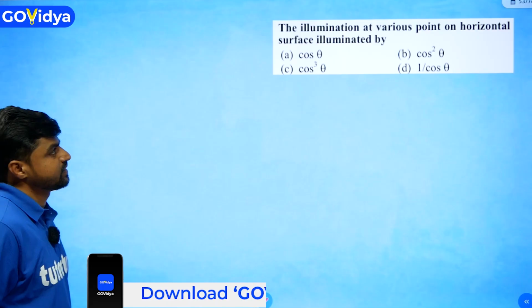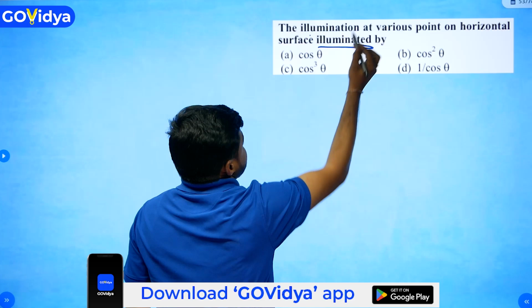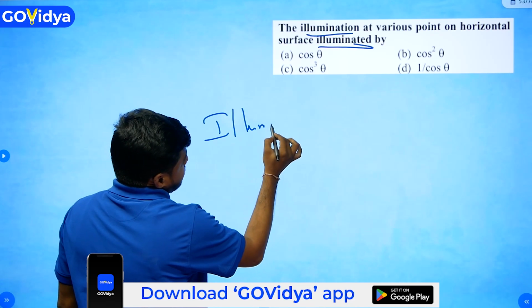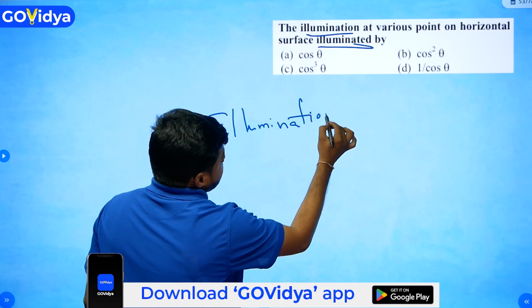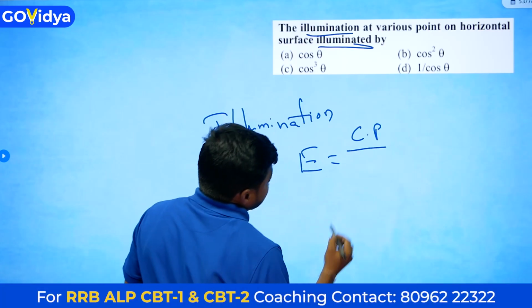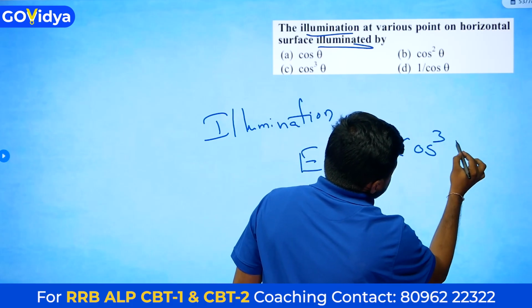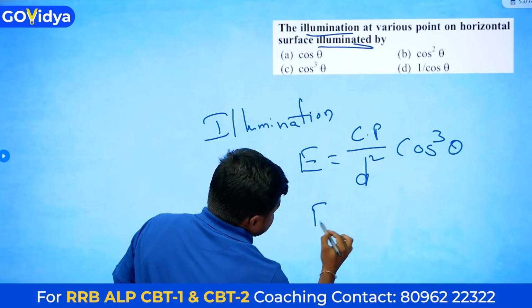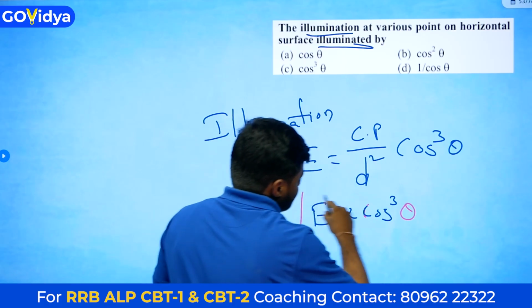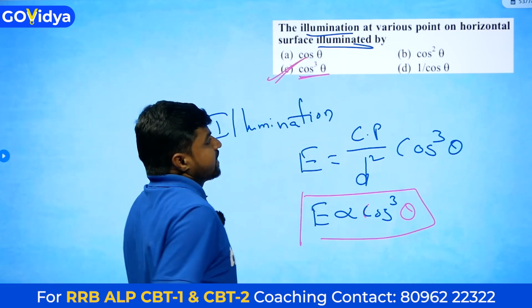Next question: the illumination at various points on a horizontal surface is illuminated by? For illumination, we have one formula: E is equal to Cp (candle power) by distance d square into cos cube theta. We can also write E is directly proportional to cos cube theta. From the options, option C, cos cube theta, is the correct answer.